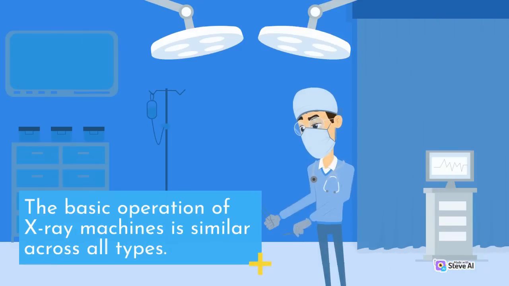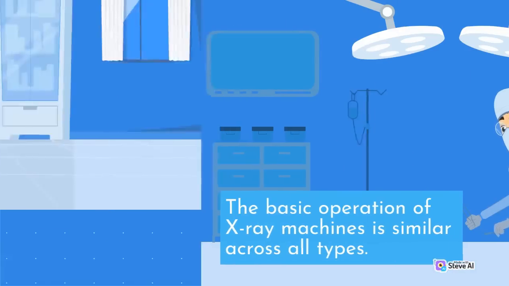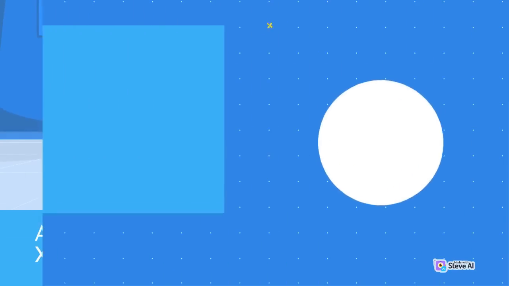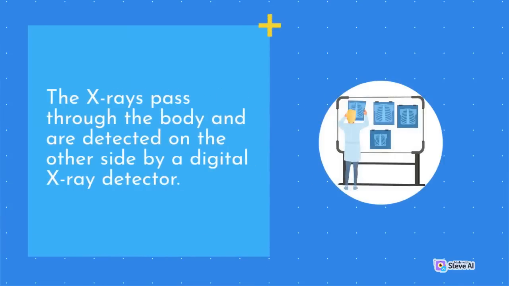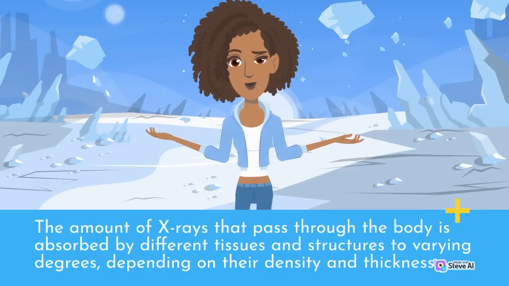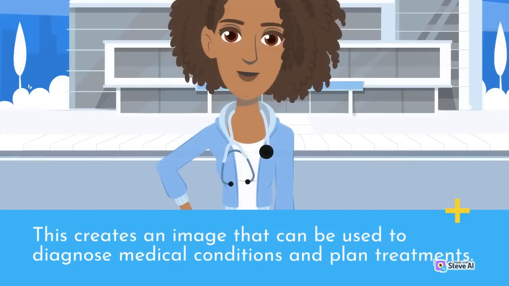The basic operation of X-ray machines is similar across all types. An X-ray tube is used to generate a beam of X-rays, which is directed towards the body. The X-rays pass through the body and are detected on the other side by a digital X-ray detector. The amount of X-rays that pass through the body is absorbed by different tissues and structures to varying degrees, depending on their density and thickness. This creates an image that can be used to diagnose medical conditions and plan treatments.